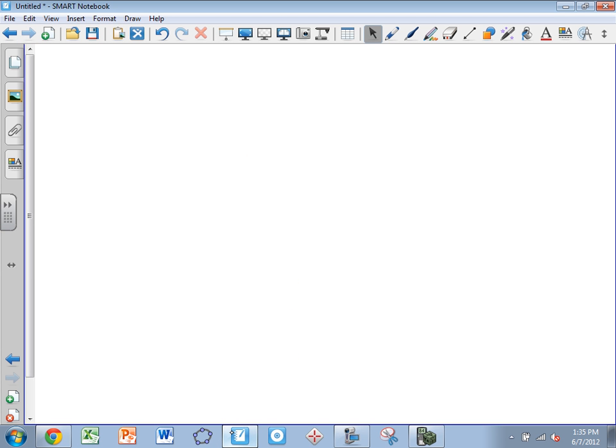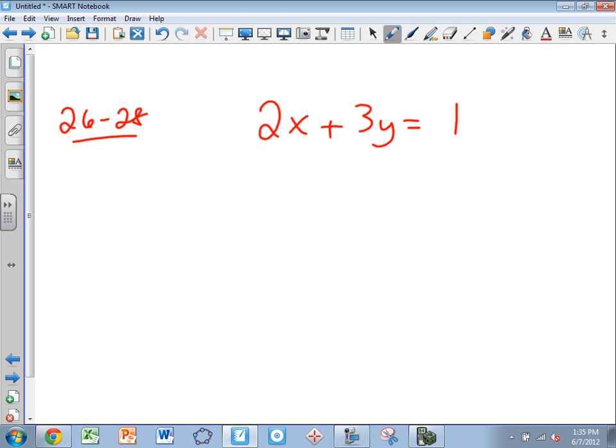Rich? For concept 26 through 28, when you're asked to find the solution to the system by hand, so substitution, elimination, you want to do that? Okay. So this is a good topic to know, guys. Definitely a good topic to know. 2x plus 3y equals, let's say, 1. 4x minus 5y equals 13.